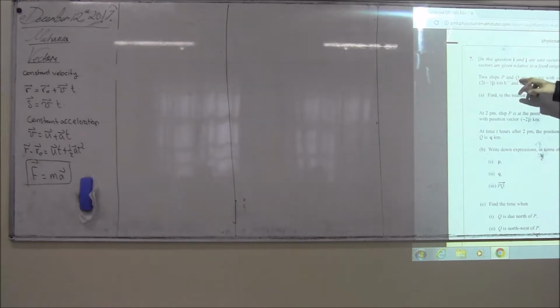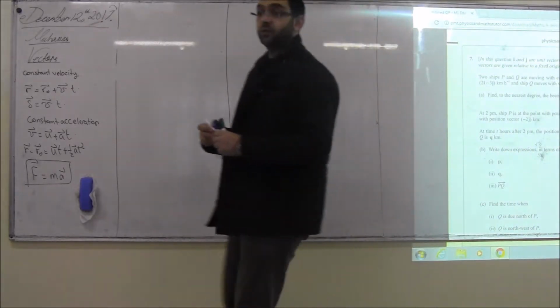Two ships, P and Q, are moving with constant velocities, so we have to use the equation for constant velocity. Ship P moves with velocity 2i minus 3j kilometers per hour, and ship Q moves with velocity 3i plus 4j. Find, to the nearest degree, the bearing on which Q is moving.